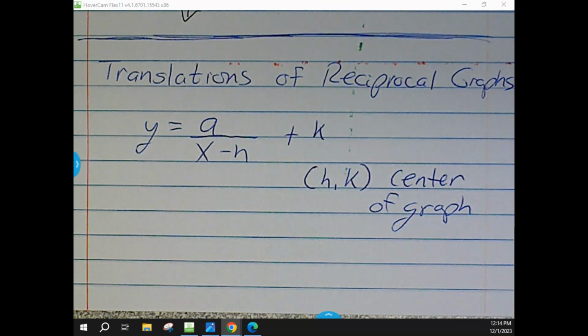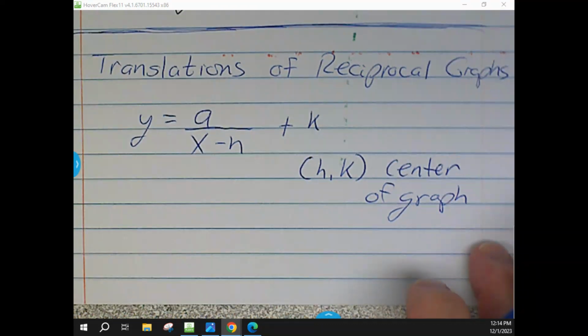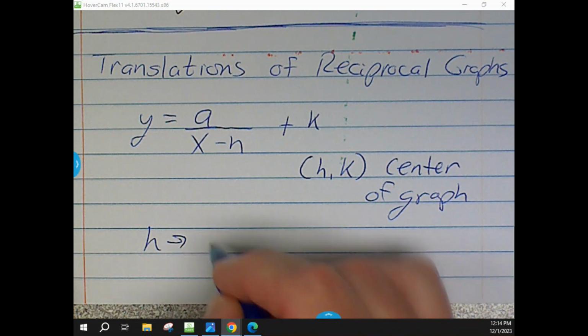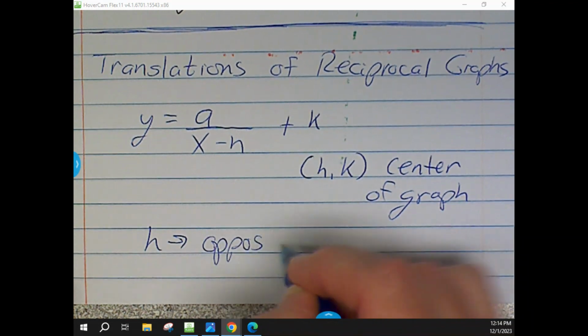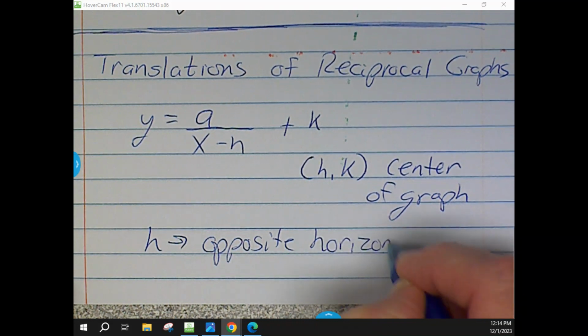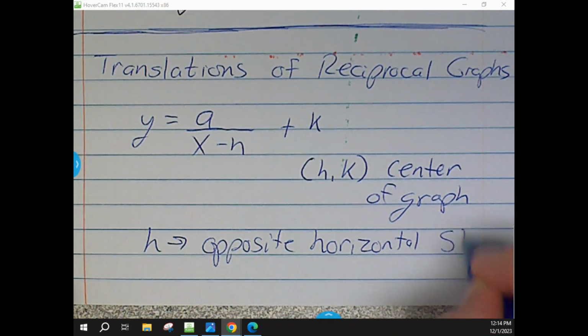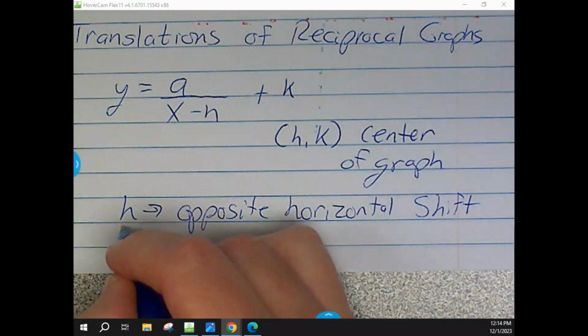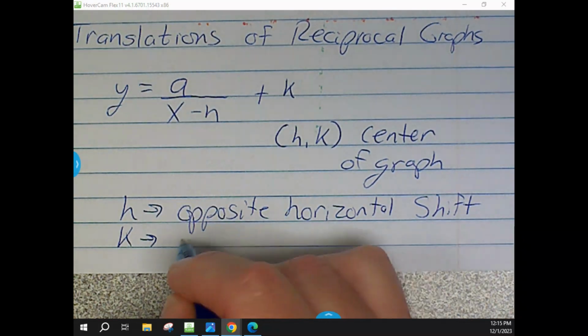Now, it's still the exact same thing we were doing for the exponentials and the log functions and all the other stuff. The h value, that's the opposite. Again, h stands for horizontal. That's the opposite horizontal shift or translation. And the k number that's over here, that's your vertical.